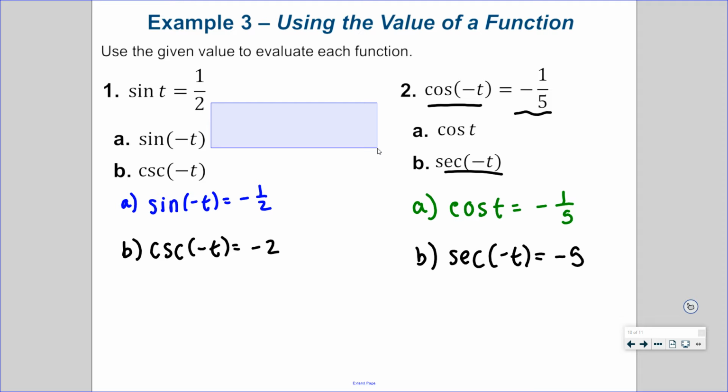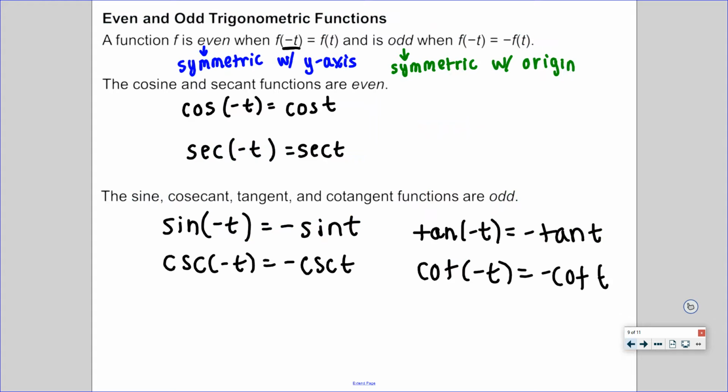Can you go back to your odd functions? The identities. Cosecant and secant are the only even ones. Everything else is odd.